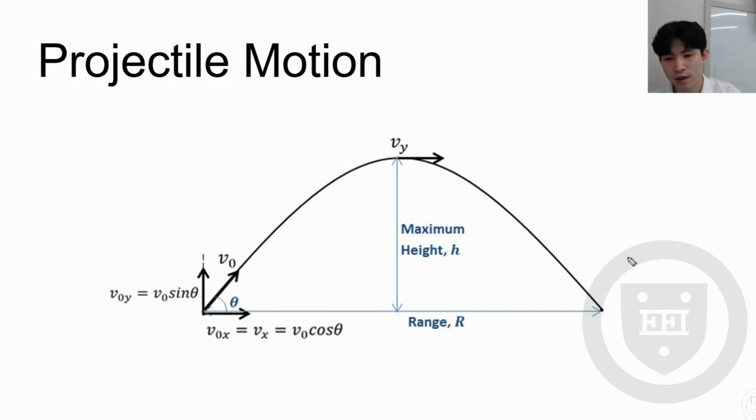The vertical component of the velocity can be expressed like this because sine theta is v0y over v0. Similarly, v0x can be expressed as v0 cosine theta. In projectile motion, there is no horizontal acceleration. So v0x is the same as Vx, which means that Vx is constant throughout the whole motion.